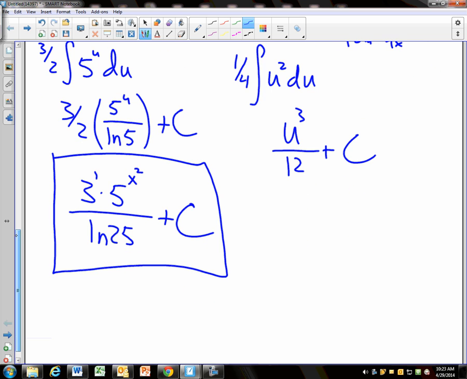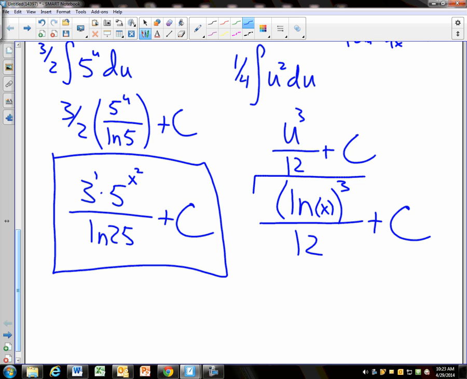Remember what our u value is. Natural log of x to the 3rd power divided by 12 plus some constant.